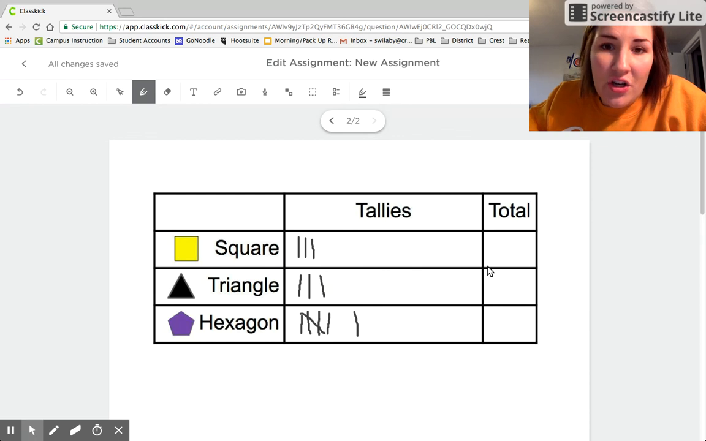I'm not done with my tally chart yet. Remember, I need to write the totals. This is going to help us so that we can easily see when we're ready to make our graphs, how many we need to put in our graphs. So we'll count the tallies and put the totals.